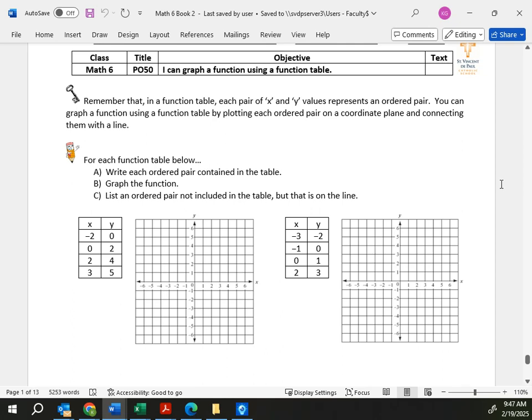Good morning. Today we are doing PO50. I can graph a function using a function table. So we're going off of that last objective, being able to do that function table, finding the x's with the y's that go with them. And now we're going to put them on a graph. So we're using that graphing that we've worked on.